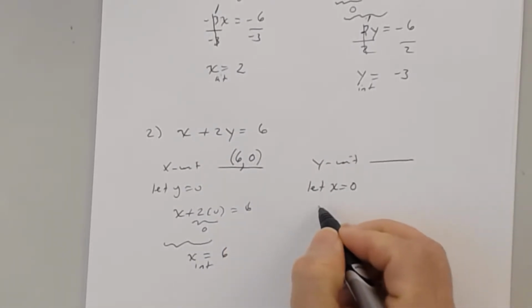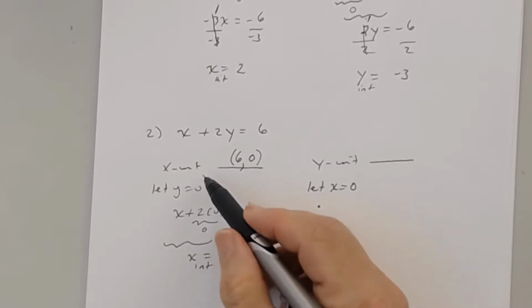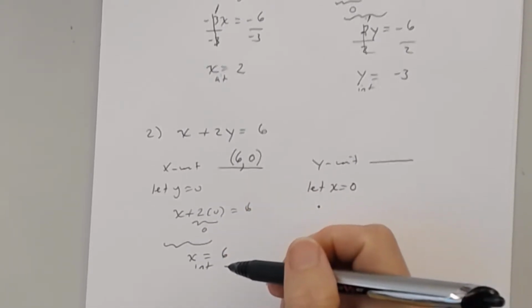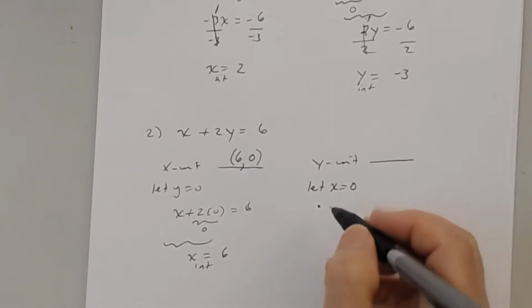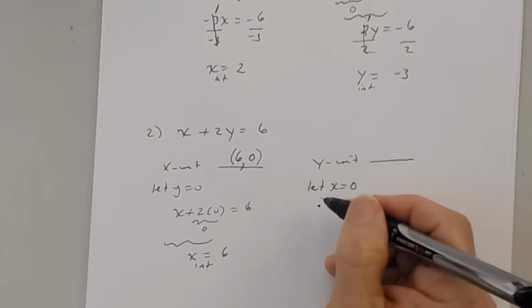Didn't we just do that backwards? What now? Didn't we just do that backwards? What do you mean? You said 0 for y. Yeah, because I'm finding the x-intercept. Right? To find the y-intercept, you let x be 0. Okay. Isn't that what we just... Yes, that's what you said. Okay. All right.